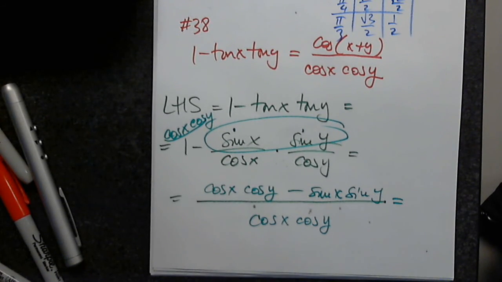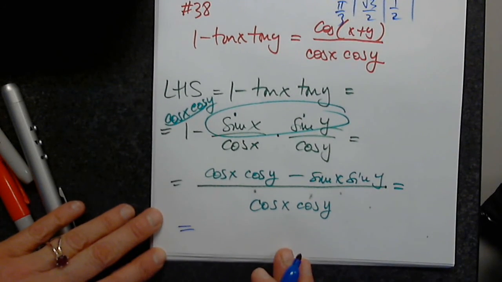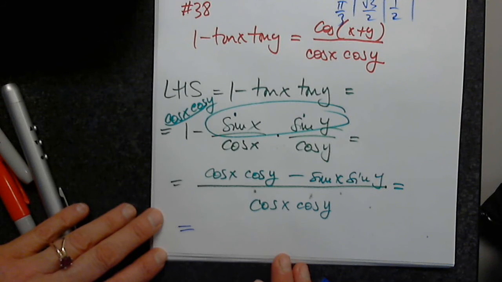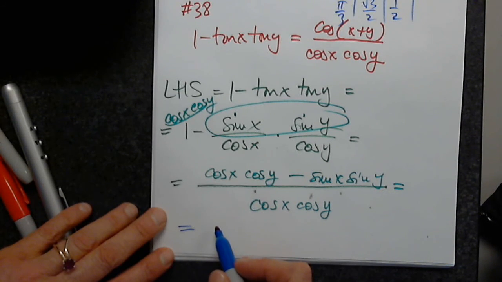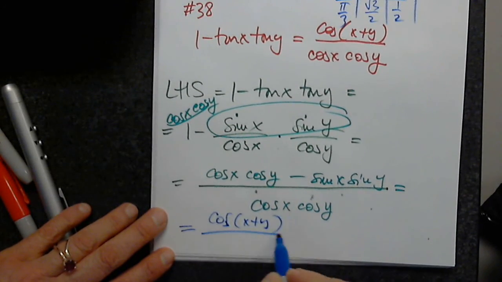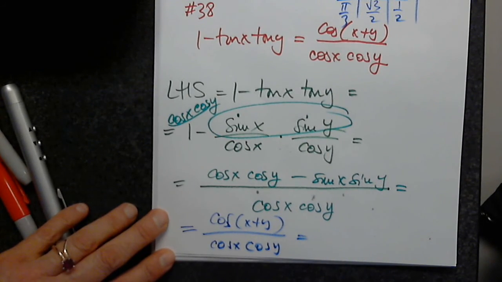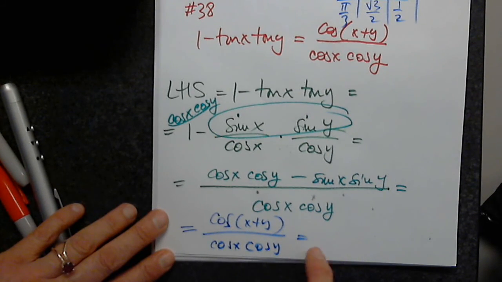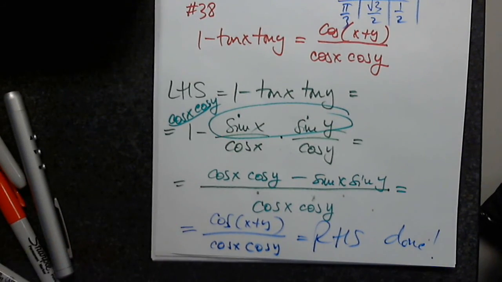Now, what do I do? I notice something, that the top can be replaced by, yes, awesome, cosine of x plus y. And now to the right. Done. Okay, please choose.